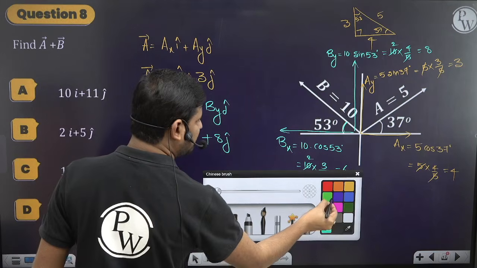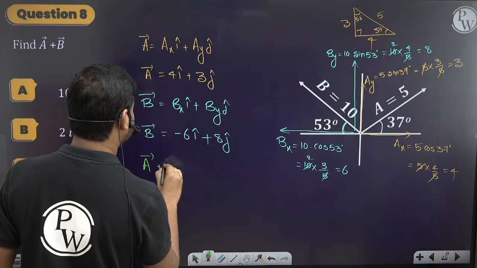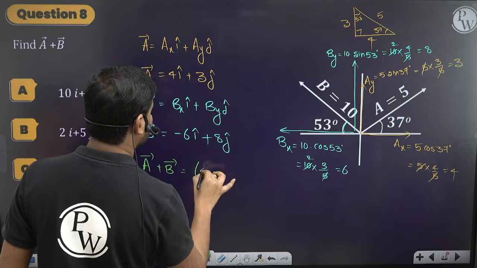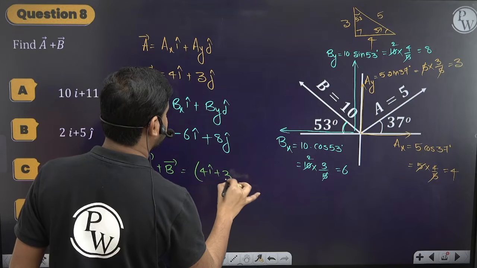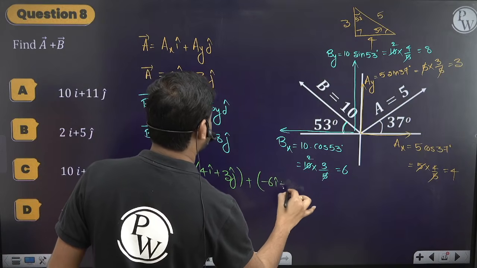So now we have to find what is vector A plus vector B. So vector A plus vector B is equal to, what's vector A? 4 I cap plus 3 j cap. Plus what is vector B? Minus 6 I cap plus 8 j cap.